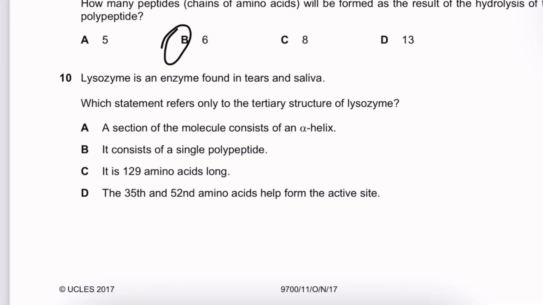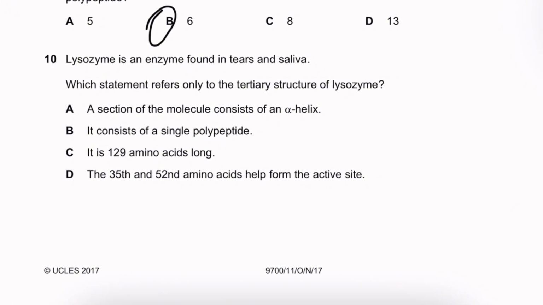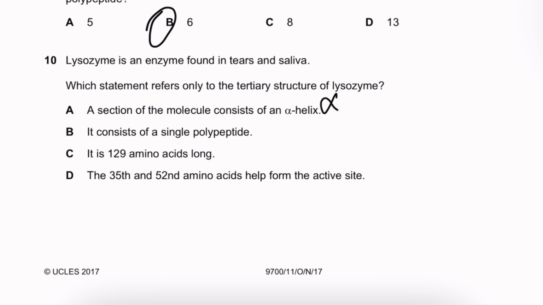Okay, lysozyme is an enzyme found in tears and saliva. Which statement refers only to the tertiary structure of lysozyme? Okay, lysozyme is an enzyme found in tears and saliva, and it asks about the tertiary structure of lysozyme. A section of the molecule consists of an alpha helix. Alpha helix has to do with secondary structure and does not refer to tertiary structure. Therefore, we can cancel this.